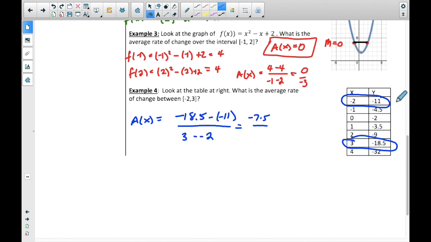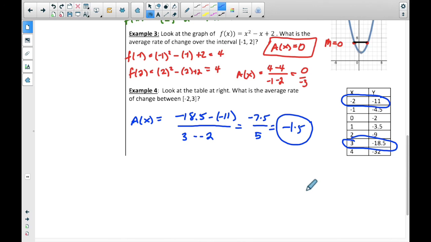Negative 18.5 to negative 11 and 3 to negative 2. Just make sure you're staying in the same order as each other. So we get a negative 7.5 over a positive 5, because 3 minus negative 2 is 5. And if we divide that out, we get an answer of a negative 1.5. And so again, I don't know what units this is. I don't know what table this is. Maybe it's dollars per year. Maybe it's, I don't know. It could be anything, but the average rate is it's losing 1.5 every whatever, every second, every year, every day, whatever the case may be.